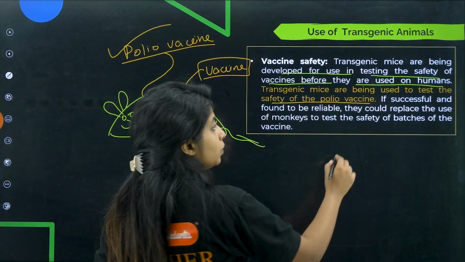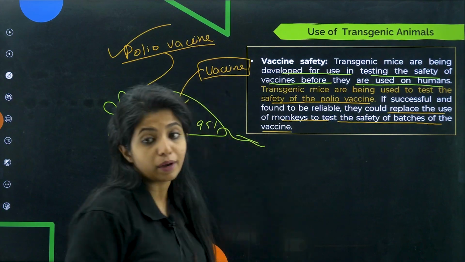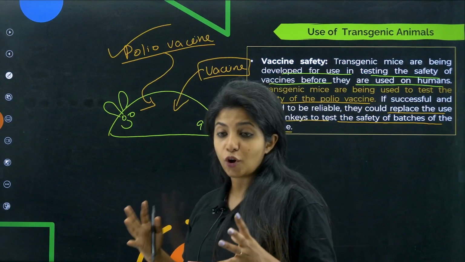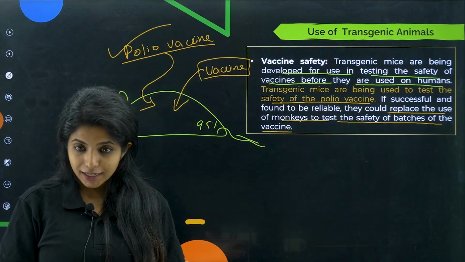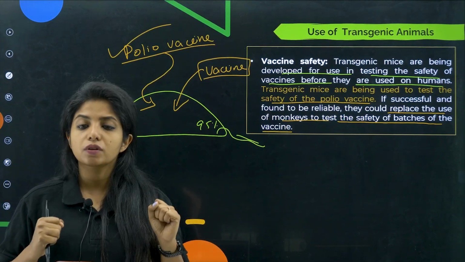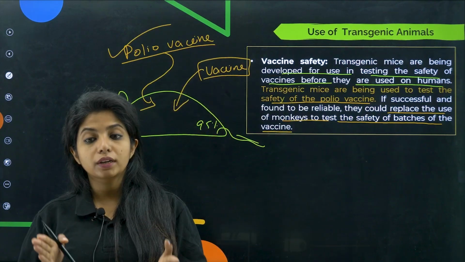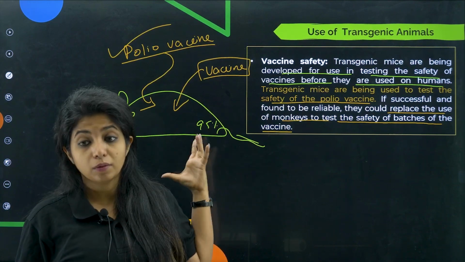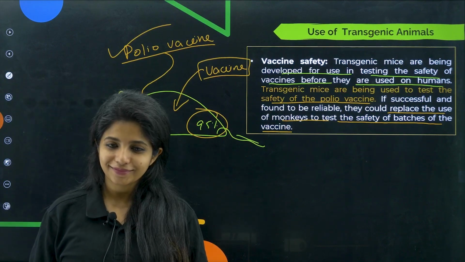Now if successful and found to be reliable, they could replace the use of monkeys to test the safety of batches of the vaccine. Usually monkeys are used because we have much more common ancestry with monkeys than with mice, obviously. So we are most closely related to monkeys, and monkeys have usually been used for testing, but nowadays, because of so many ethical issues that have been coming up, there is a drastic shift from monkeys to different organisms, and one such organism has always been mice, which is why I said the transgenic animal being used nowadays is mice.